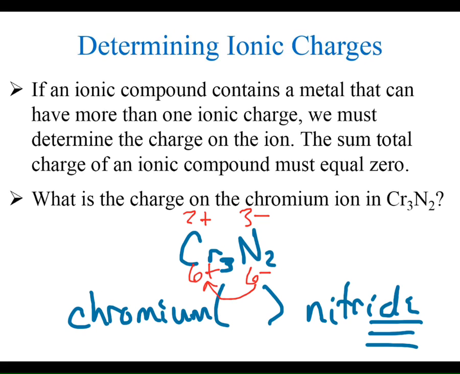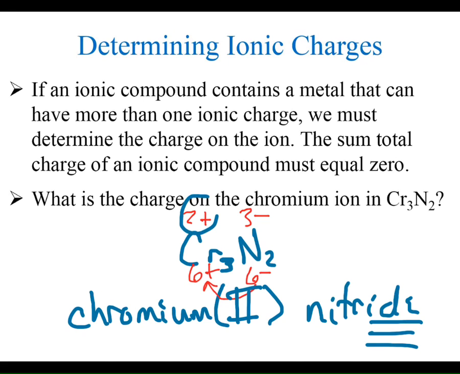Let's try that again. Nitrogen you can find, it's by itself. So just look right in your table. It's 3 away, so it's 3 negative. I have 2 of those 3 negatives, so that's a total of 6 negative. If these are all 6 negative, then these must all be 6 positive. But I've got 3 of them combining to be 6 positive. So 3 times what is 6? 2 positive. So I would name it what? Chromium 2.